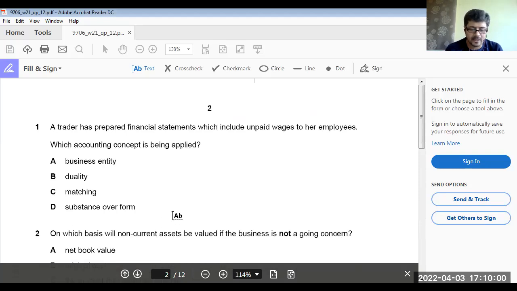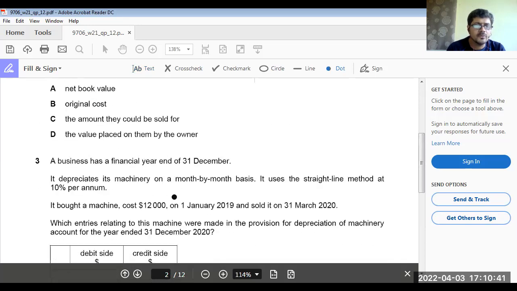Now here, MCQ number 1. Your MCQ number 1 says a trader has prepared financial statements which include unpaid wages for the employees. Which accounting concept is being applied? So prepaids and accrueds are part of accrual concept or matching principle. So this is your answer. Now move to question number 2.